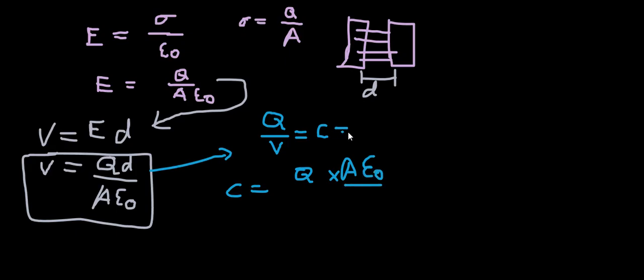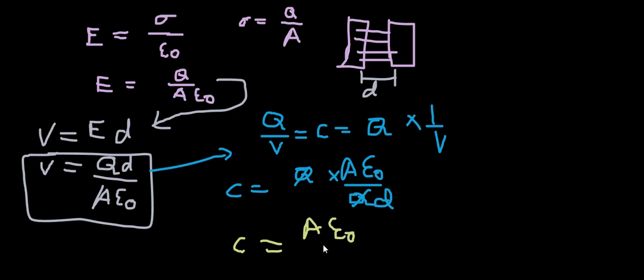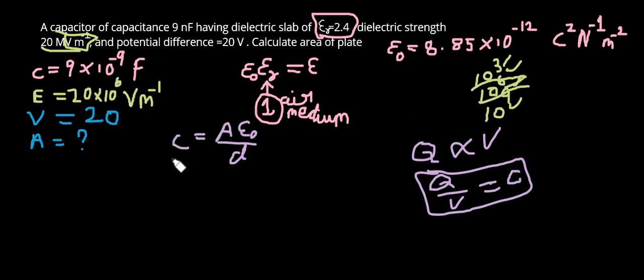So here we are going to write this as Q into 1 by V. So the value of 1 by V is A epsilon naught by Q D. This Q gets cancelled and the remaining thing here is C is equal to A epsilon naught by D. So we are going to use this formula to solve this.